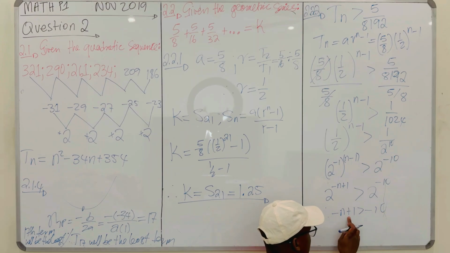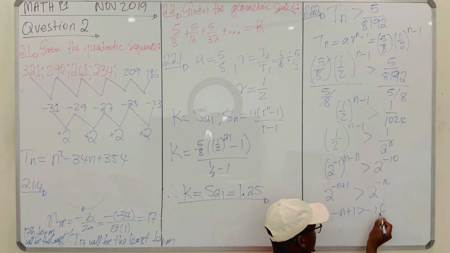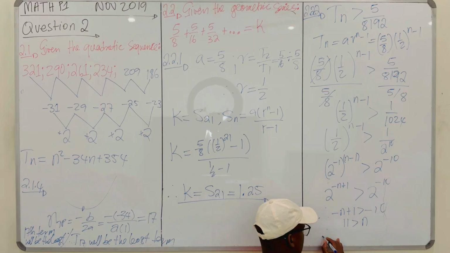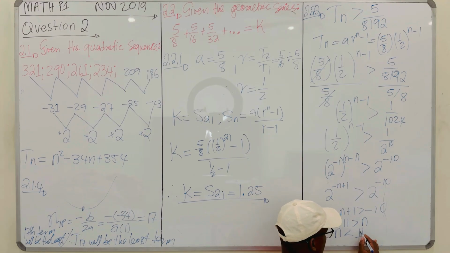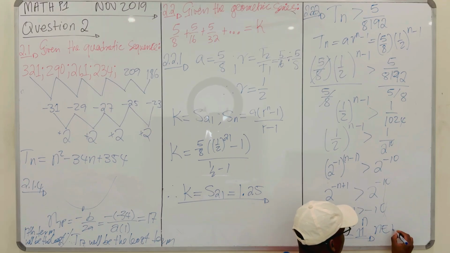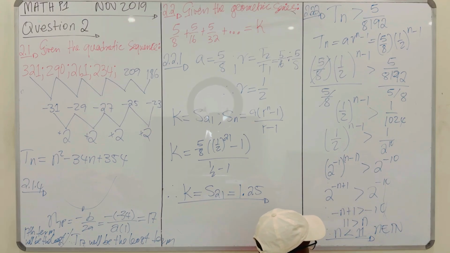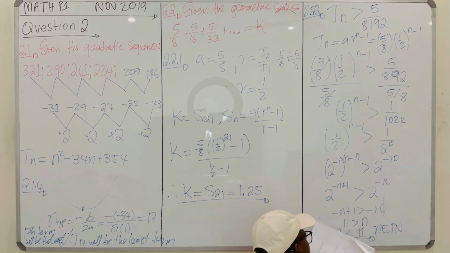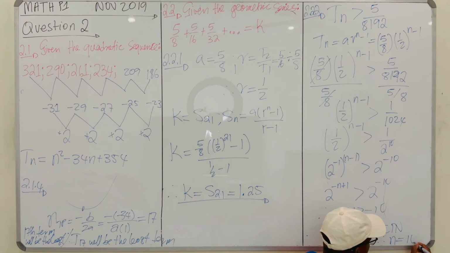Let's take the 10 to this side and the negative n to that side. So we have 1 plus 10, which is 11, is greater than n. Therefore, n is less than 11. Now n is a natural number in sequences, so if n is less than 11, the largest natural number should be 10. They said find the largest value of n, so therefore your n should be equal to 10.